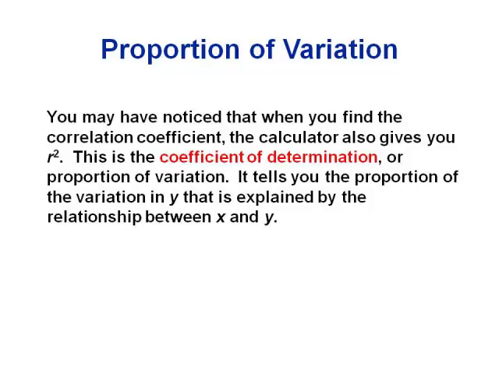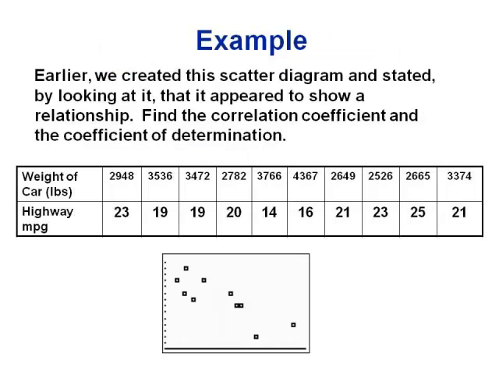So what I mean by that is, let's say you found this for the relationship between the weight of a car and the highway mileage. That would actually tell you the percentage effect that the weight has on the highway mileage. So highway mileage can be affected by lots of different things. This would be the percentage of that was actually from the weight. So let's go ahead and calculate that, and then we can talk about that interpretation a little bit more.